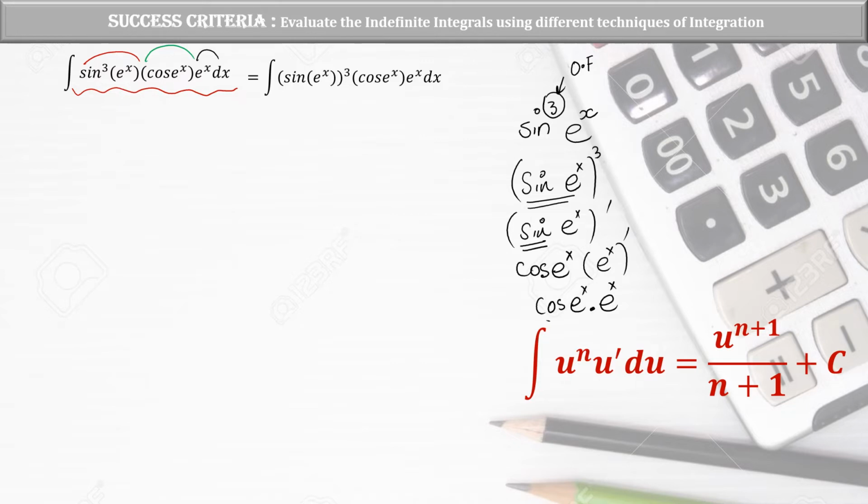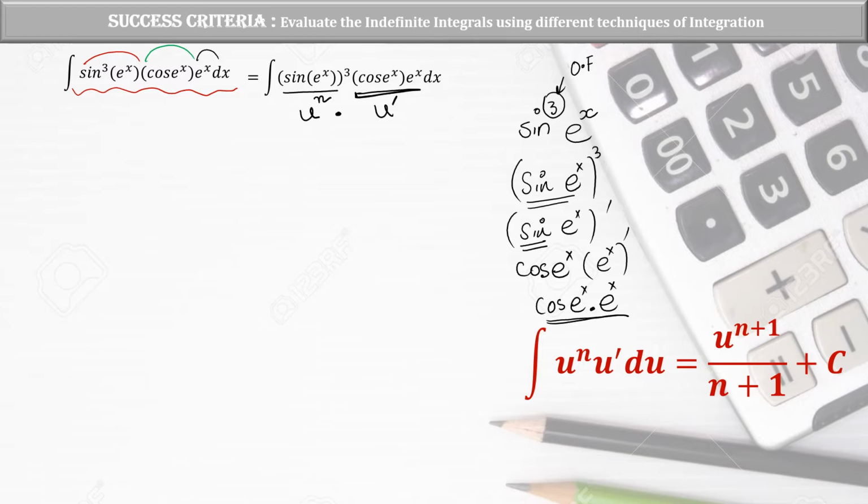Now look closely into the question. Cosine e to the power x and e to the power x are written here. So what are they? They are the derivative of the inner function. Here the inner function is sine e to the power x and it has a power 3, that is u to the power n. So we have here the formula u to the power n times u prime given to us.